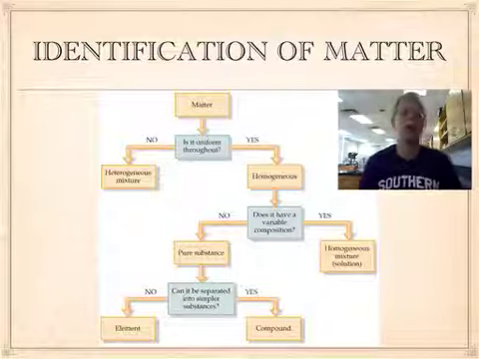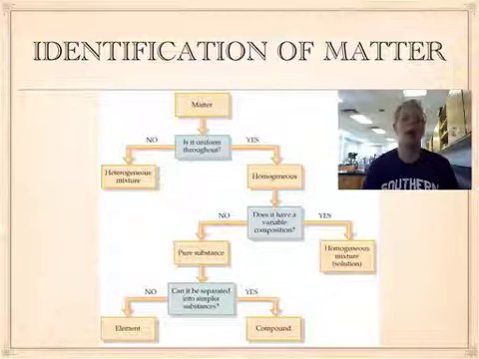Now, as part of our discussion of elements and compounds, we're going to tie this to what we were talking about before about heterogeneous and homogeneous mixtures.